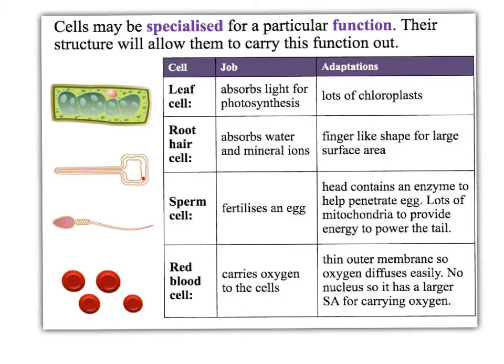Okay, so we've had a look at a typical plant and animal cell. We now need to look at how plant and animal cells can be differentiated so that they are specialised for a particular function. So if we have a look at 4 specialised cells, we've got a leaf cell, which can also be called a palisade cell.